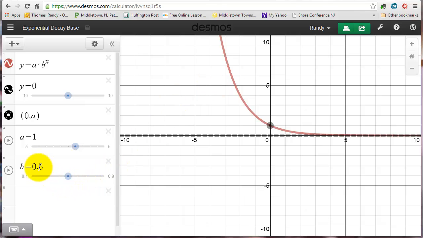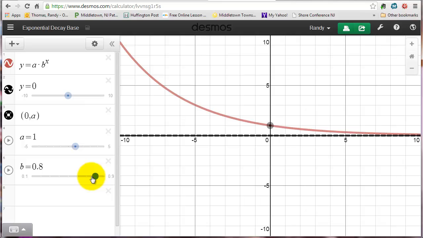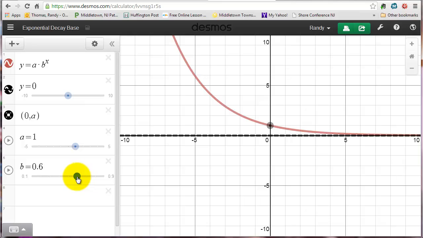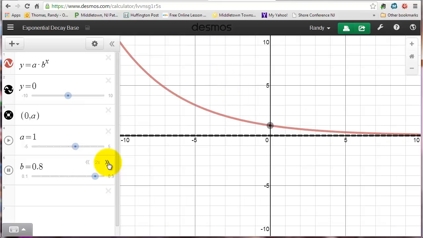Now remember, when we were doing exponential models, 0.5 for b would be a 50% decrease. If I increase b here, my percent decrease is less, so this would be a 20% decrease. And if I go the other direction, this would be, say, an 80% decrease. So in this case, as b gets smaller, it gets steeper, and as b gets closer to 1, it levels out. So we can animate that just to see the values of b.